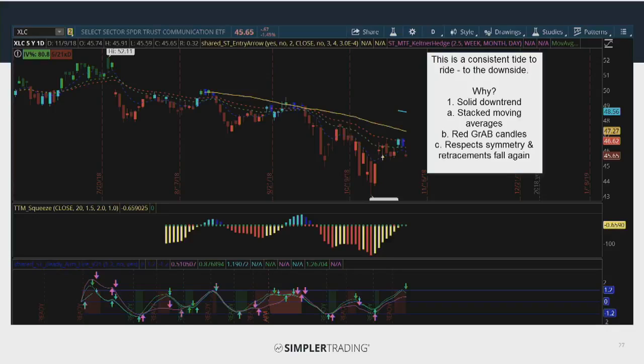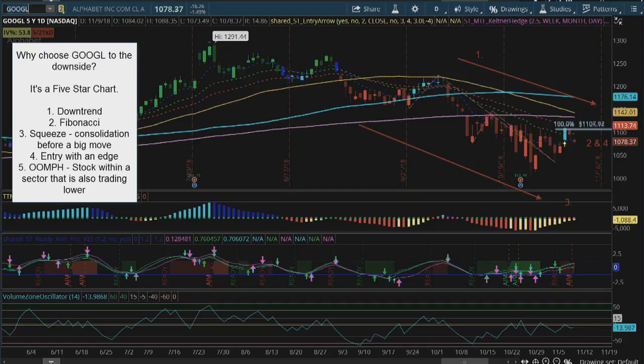So we have identified this sector as it's in a downtrend. So this is the tide. We identify the sector, communications, it's continuing to trade lower. All right, that's great. So now what do we do? How do we make money with it? That's the key part here.